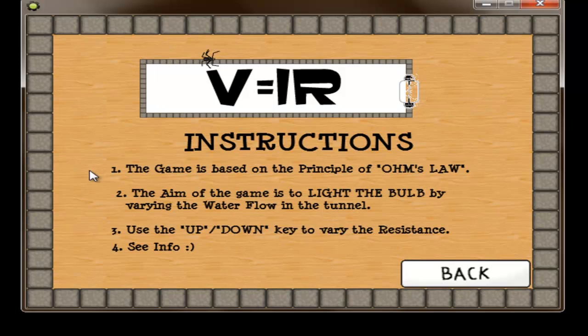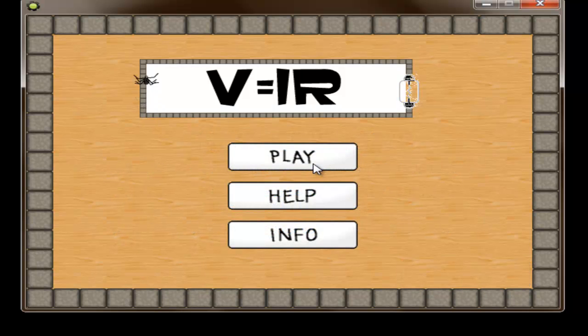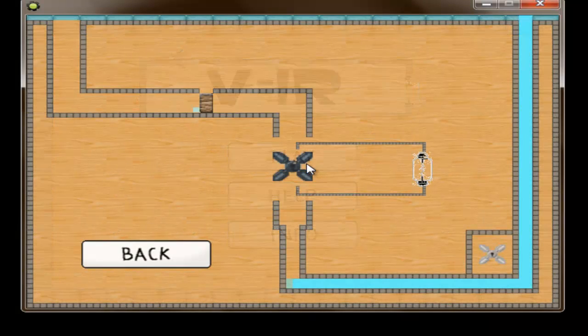The instructions for the game are as follows. The game is based on the principle of Ohm's law. The aim of the game is to light the bulb by varying the water flow in the tunnel, and you can use the up or down key to vary the resistance. Come on, let's play the game now.